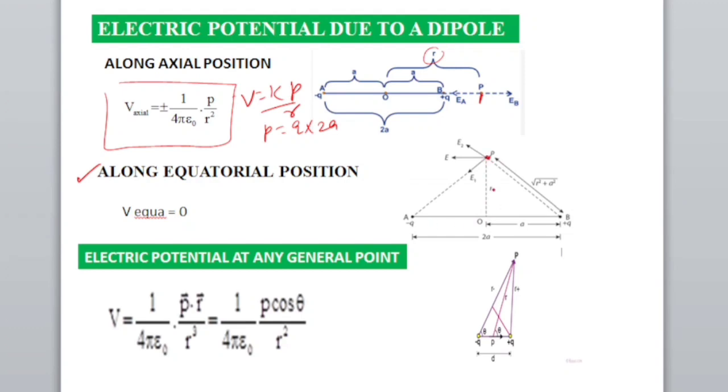At point P, you have to find the electric potential at distance r from the midpoint of this dipole, right? So the total potential along the equatorial position is always 0. You must remember this point.